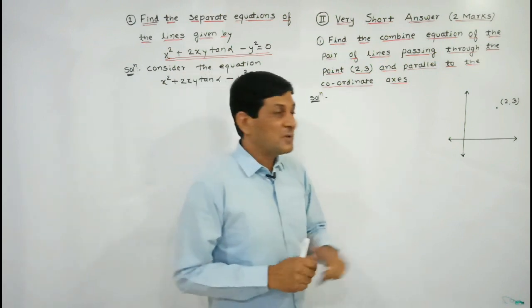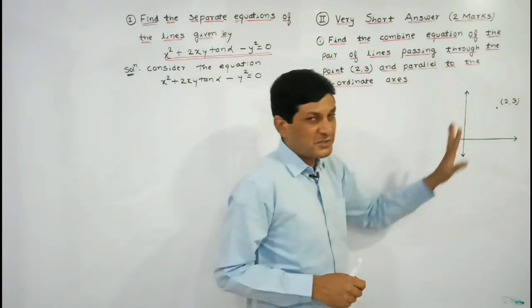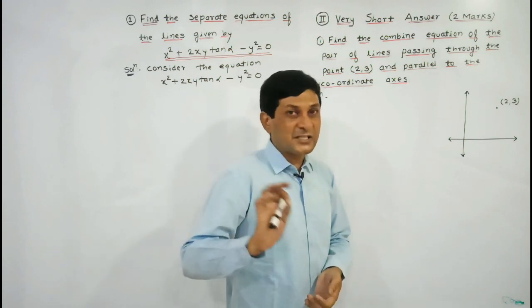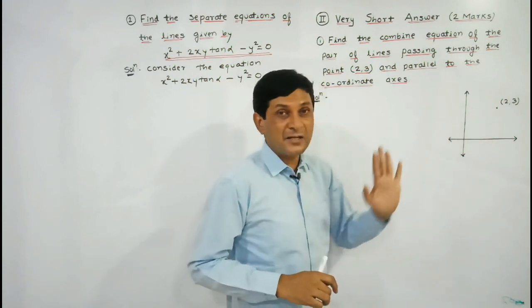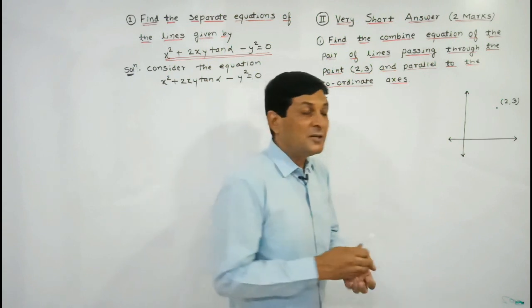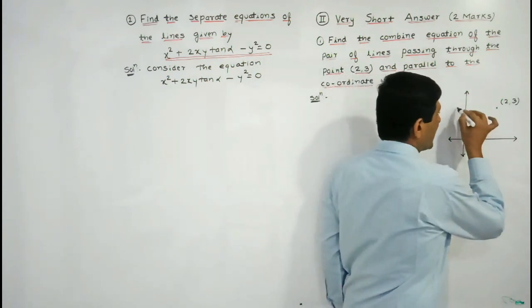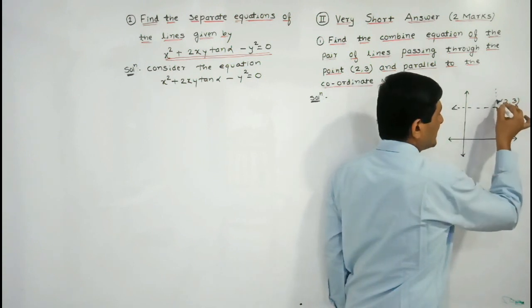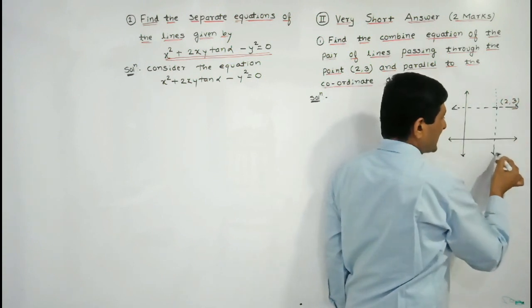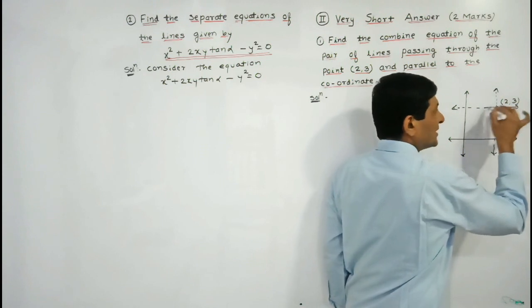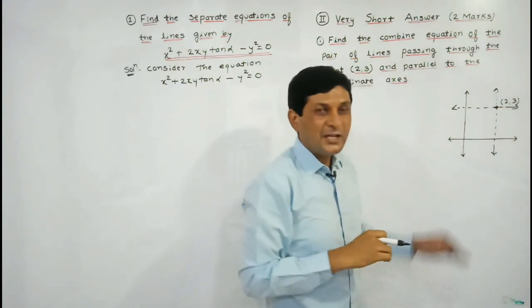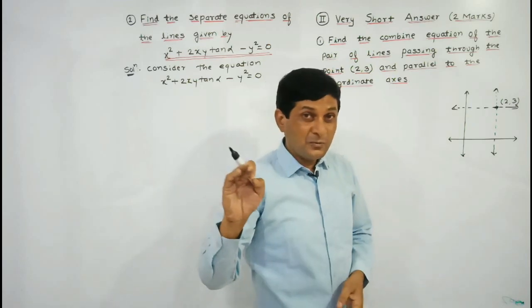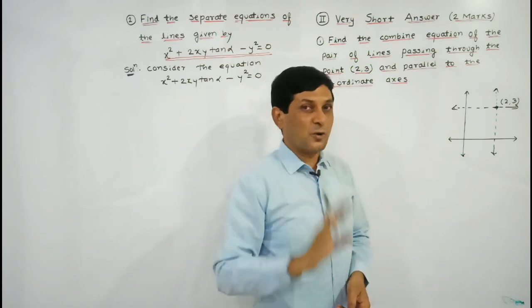So here we have considered the point 2, 3, and definitely this point will lie in the first quadrant. Now our lines pass through this point and are parallel to the coordinate axes. Parallel to the coordinate axes means one line is parallel to the x-axis and passes through this point, and another line is parallel to the y-axis and passes through this point. Both the lines pass through the point 2, 3. One is parallel to the x-axis, another one is parallel to the y-axis. Now let us try to find the equation of these lines.